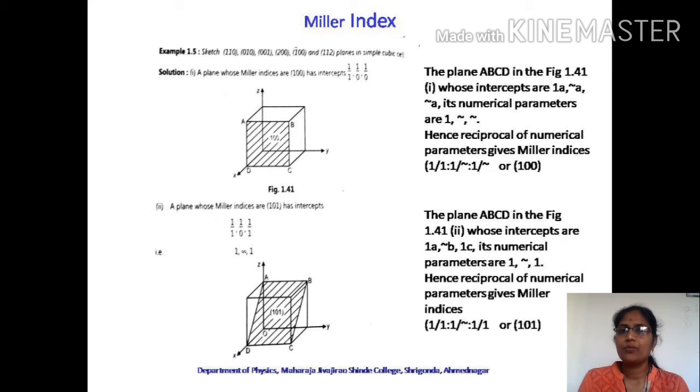It means that we have to draw a plane which will intercept only the x and z axes and not the y axis, as shown in figure. At D it is intersecting the x axis, then at A it is intersecting the z axis, but it is not intersecting the y axis at all. Therefore the plane shown in figure with A, B, C, D represents the 101 plane.